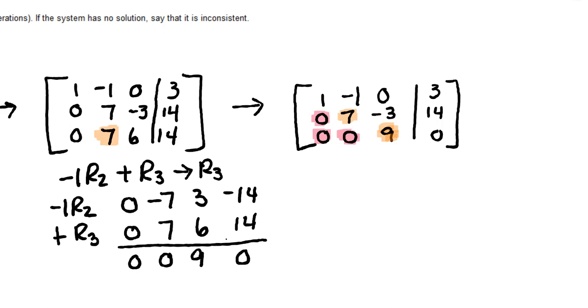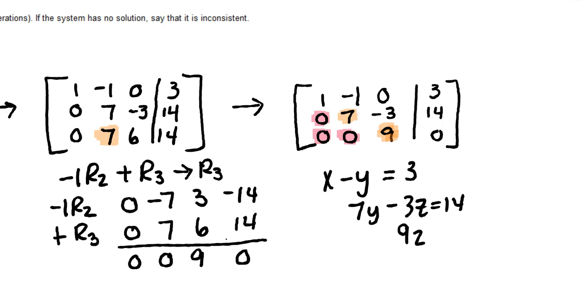I'm going to turn this matrix back into a system of equations, and that would give me x minus y, plus, I'll leave off that plus because that's plus 0, equals 3. Then the second equation is 7y plus, that's minus 3z equals 14. And finally 9z equals 0.